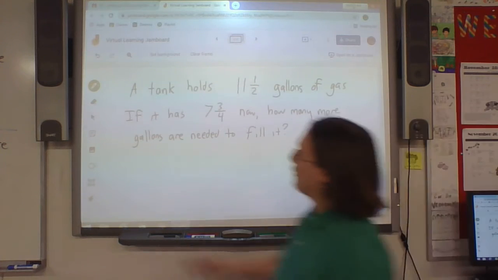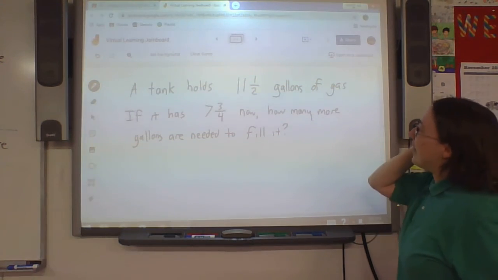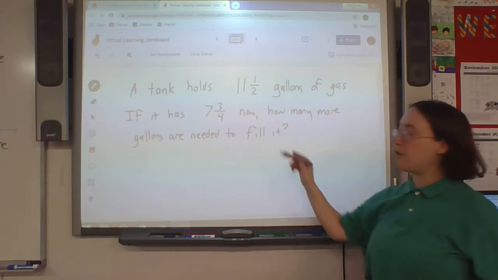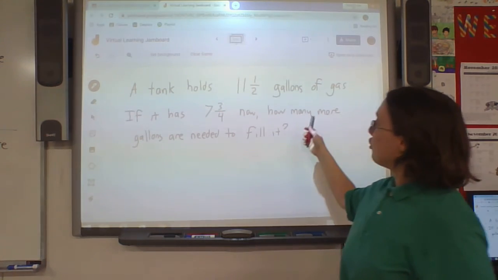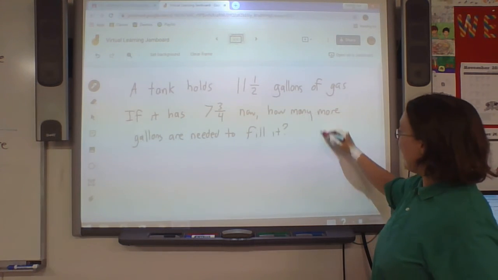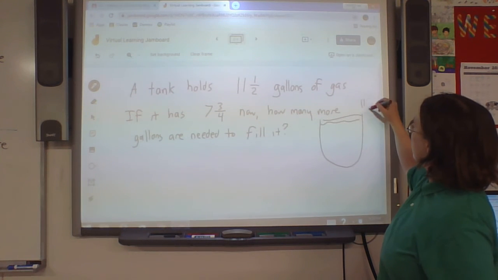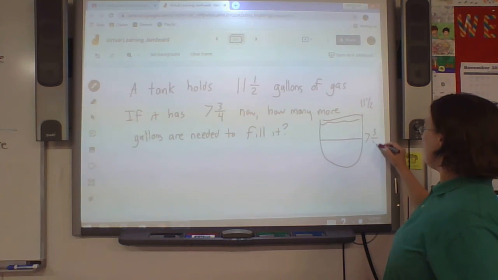All right, now, one more thing. Word problems. So we got a tank. And our tank holds 11.5 gallons of gas. And right now it has 7 3/4 in it. And we want to know how many more gallons we need to fill it. So if our tank holds 11.5, you can draw a little picture. And right now it's here at 7 3/4.